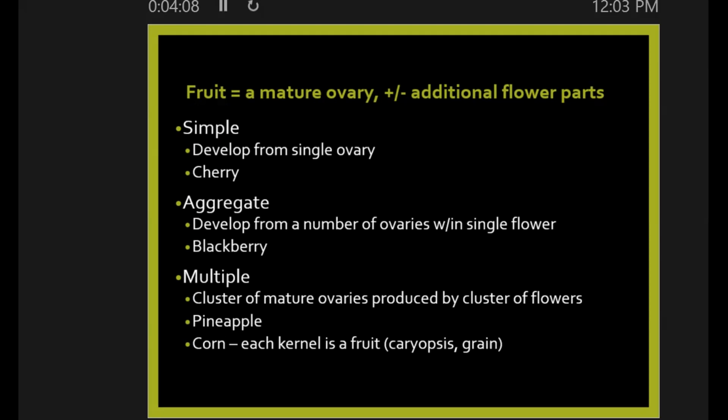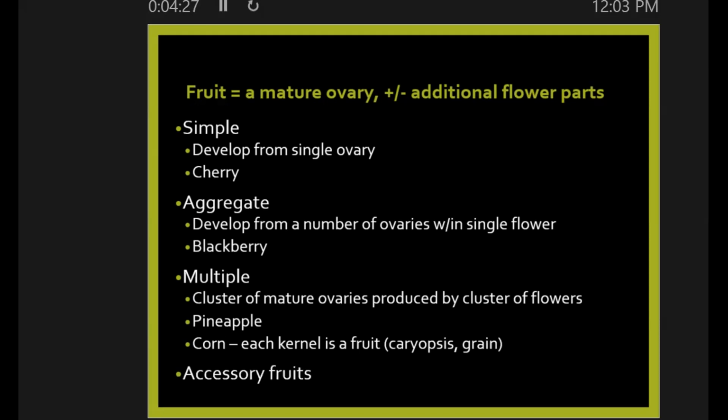Okay. All right. So aggregate versus multiple. Aggregate, you're still talking about a single flower. It's just that the flower has a lot of ovaries inside that one flower. So this is an aggregate. Multiple means multiple flowers, multiple ovaries. So we're usually thinking of an inflorescence. Pineapple is a great example. Corn is a great example.